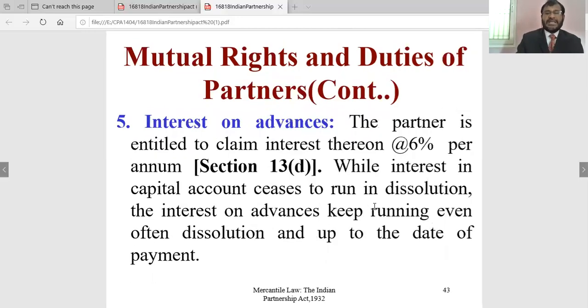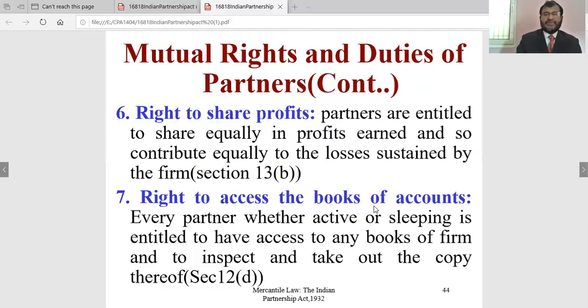Interest on advances. The partner is entitled to claim interest thereon at the rate of 6% per annum, as envisaged in section 13 subclause D. While interest on the capital account ceases to run on dissolution, interest on advances keeps running even after dissolution and up to the date of payment. Right to share profits. Partners are entitled to share equally the profits as mentioned in section 13 subclause B.